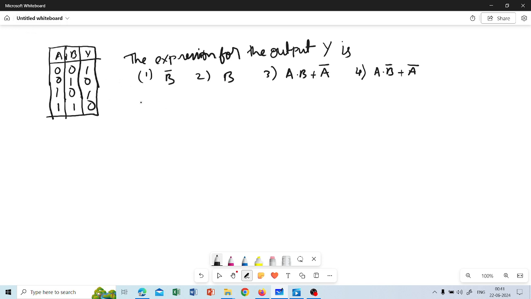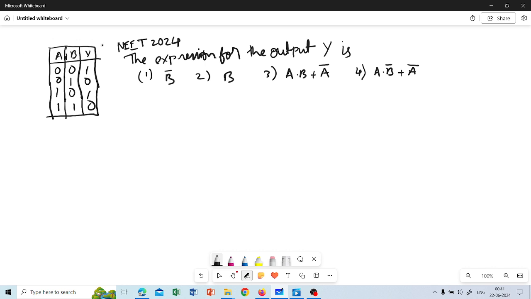Hello everyone. I am going to start with one more question today, which was given in NEET 2024, related to logic gates. Continuing the previous topic, I discussed in the previous video how we can solve the question when the logic circuit is given. But here I am going to discuss how to solve this question when a truth table is given.